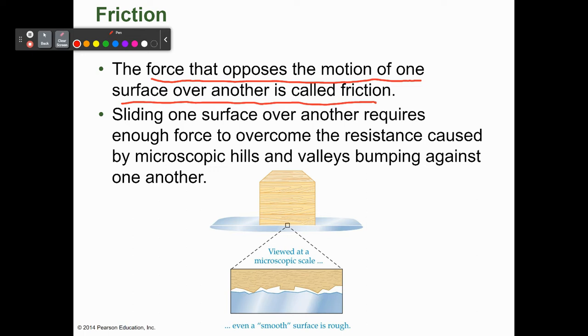So if we were to look at these two surfaces on a microscopic scale, they look very smooth when you just look at them normally. But on a microscopic scale, you can see that they are a bit jagged. And so if one is supposed to be moving across the other, they're going to get hung up on these little jagged pieces, and that's going to be your opposition to motion. So when you slide one surface over another, they become resistant because of these little jagged microscopic hills and valleys that bump into each other and get hung up on each other.